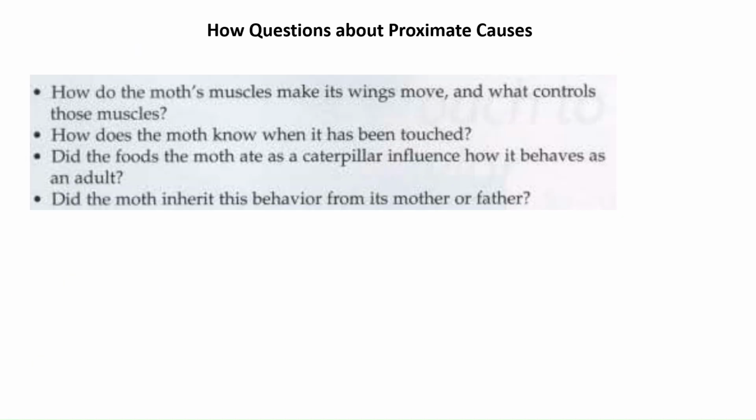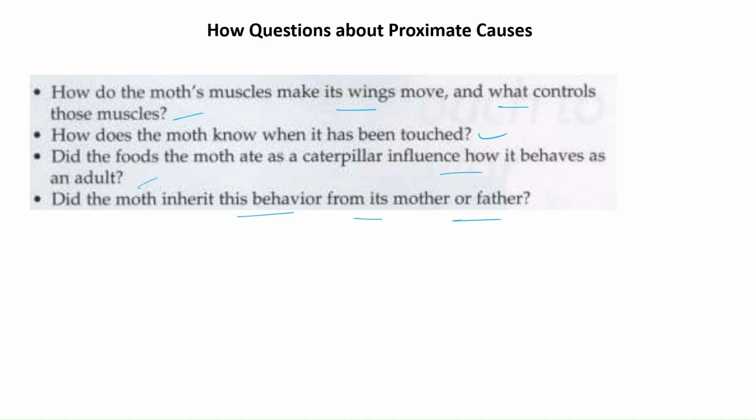Now, how questions about proximate causes. These are a few questions: how do the moth's muscles make its wing move and what controls those muscles? Does the nervous system work behind that? How does the moth know when it has been touched? Did the food the moth ate as a caterpillar influence how it behaved as an adult? Did the moth inherit this behavior from its mother or father? So these are the proximate causations. These are the questions that give us the mechanism. The answer is some mechanism.